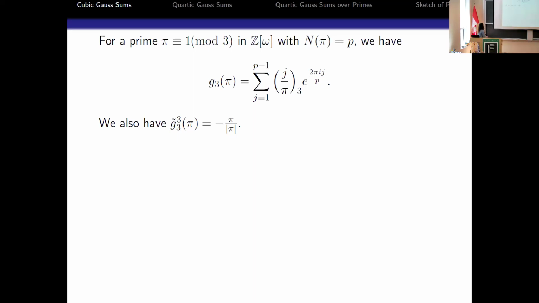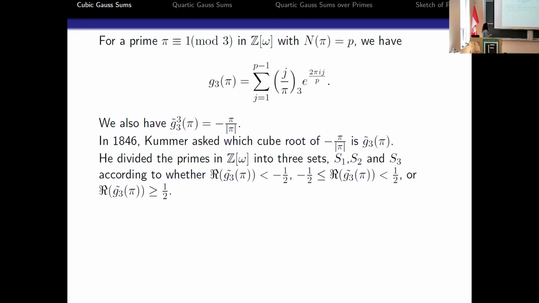Now, Kummer was interested in a question related to cubic Gauss sums. The question was, is there a way to select which cube root of minus π over the absolute value of π is this normalized cubic Gauss sum? Kummer was hoping maybe to get something analogous to Gauss's determination of the sign of quadratic Gauss sums. But it didn't work out for him. The situation is different for cubic Gauss sums.